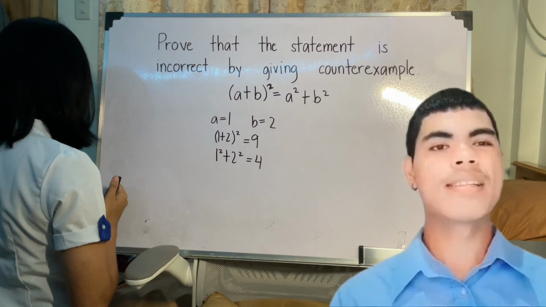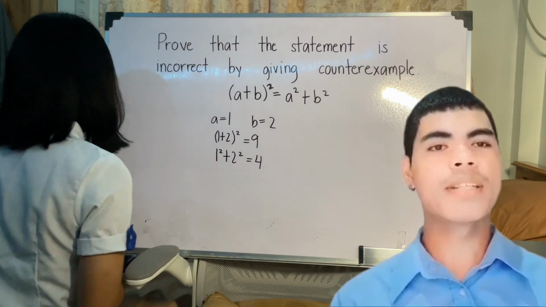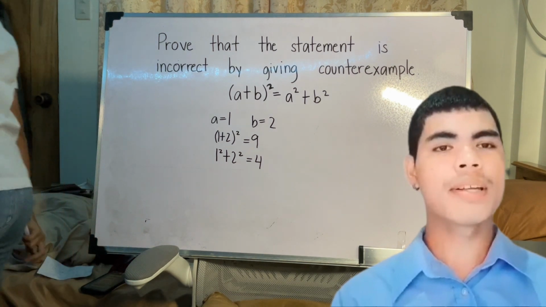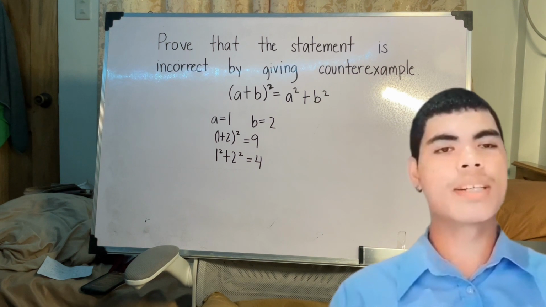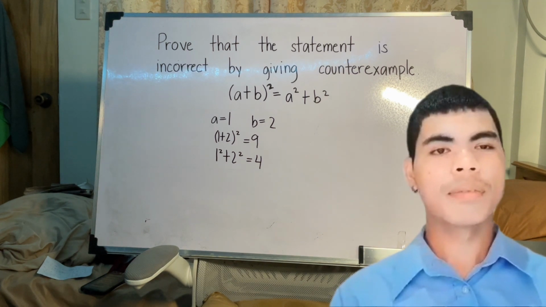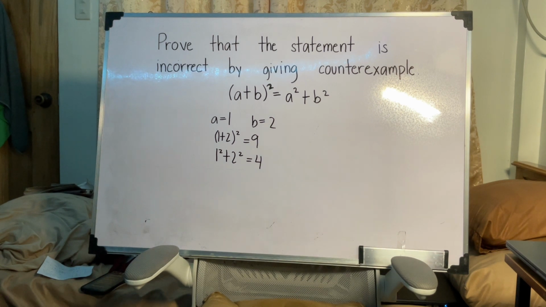Then 9 is not equal to 5, because the quantity a plus b squared is equal to 9, and a squared plus b squared is equal to 5. So we can conclude that the quantity a plus b squared equal to a squared plus b squared is not true at all, because we found a counterexample to make the equation a false statement.